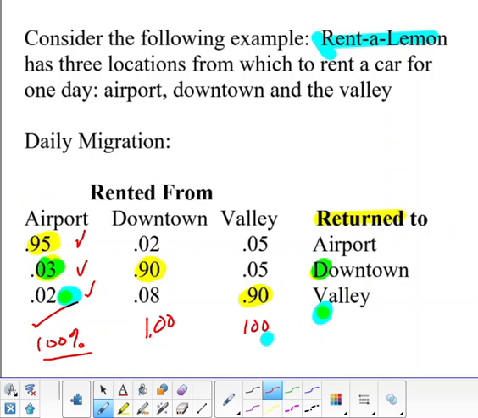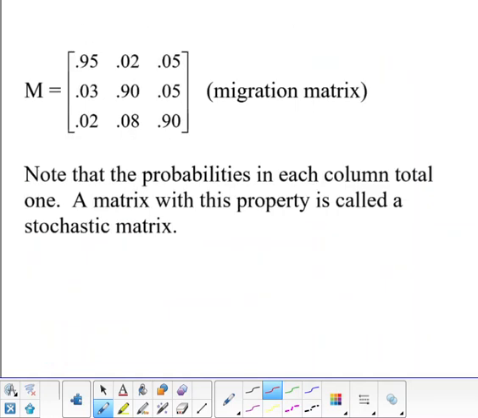And then if we write that into a matrix, it's going to be the same thing. We just don't always have the labels on it. So that one was the airport, that was downtown, and that was the valley. And this is our from-to matrix. The probabilities in each column add up to 1. We've got to keep it 100%. So a matrix with this property is called a stochastic matrix.